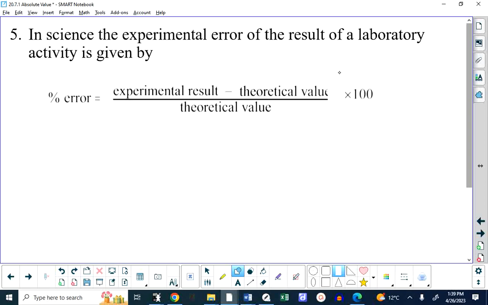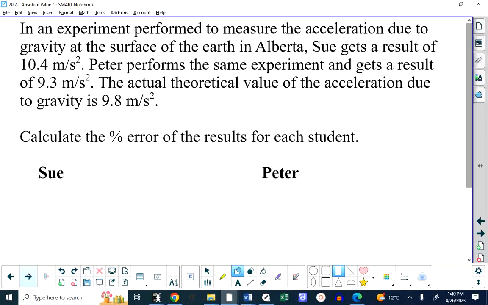So what you do to determine experimental error is you take the experimental result of an experiment, subtract what you should get, divide that difference by the theoretical value, what you should get, and multiply by 100. So in an experiment designed to determine the acceleration due to gravity here in Alberta, Sue gets 10.4 meters per second squared. Peter gets 9.3 meters per second squared. What they should be getting is 9.81, but here in math we just say 9.8. What's the percent error for each student?